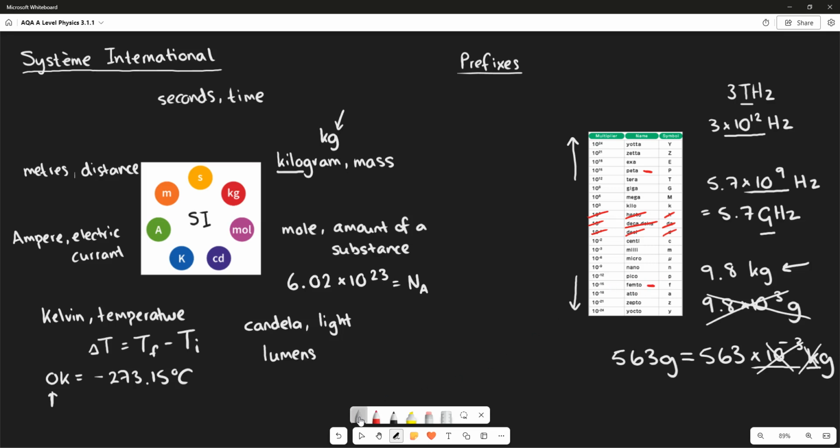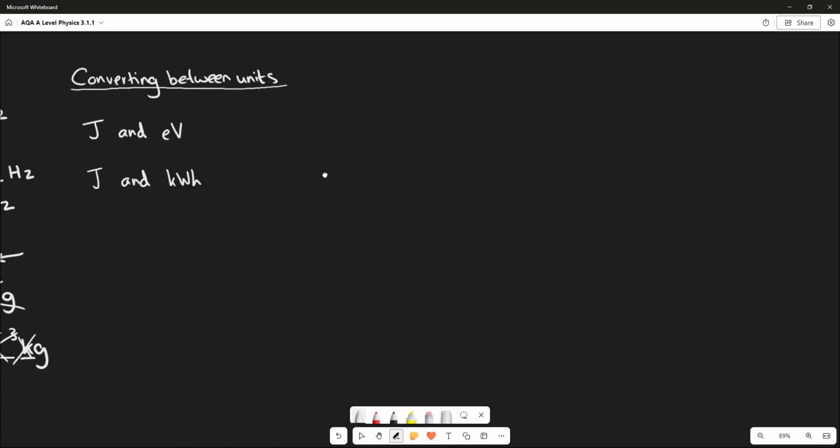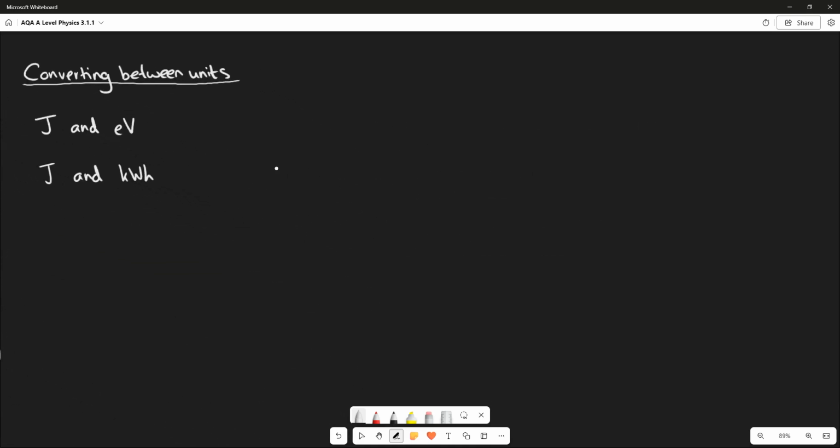Okay, you do need to be able to convert between different types of units, and I've got a couple of examples here of ones that you do need to know how to do. For example, joules, which is the unit of energy, and electron volts, which is another unit of energy. As long as you remember one fact about these, which is that 1 electron volt is equal to 1.6 times 10 to the minus 19 joules, then you should be able to convert between the two.